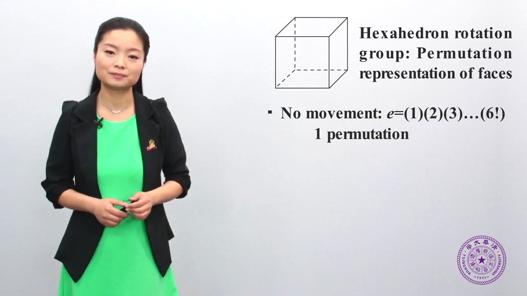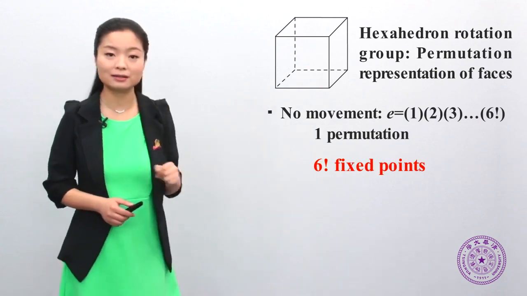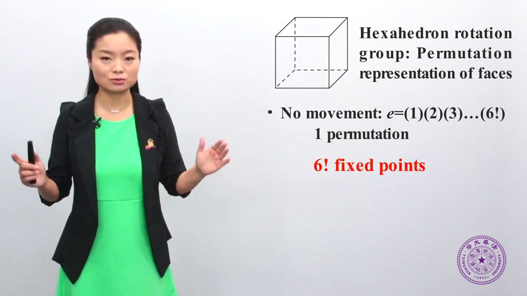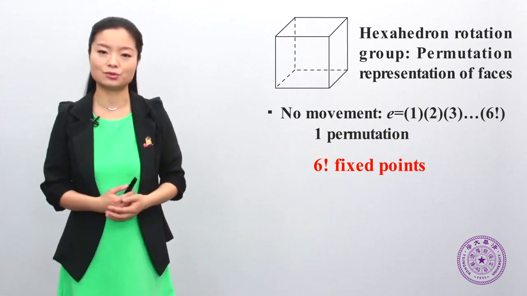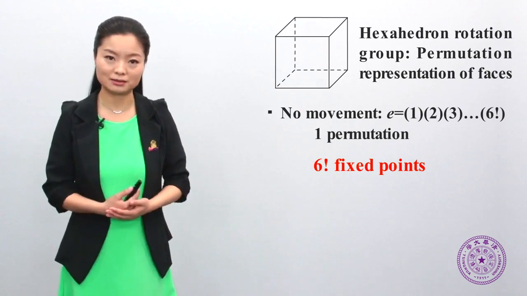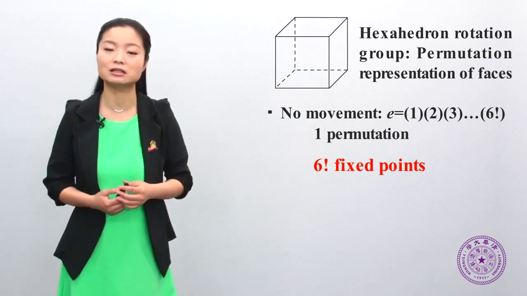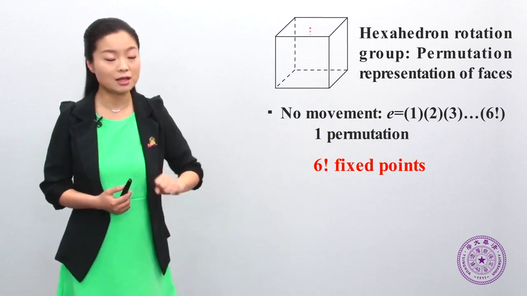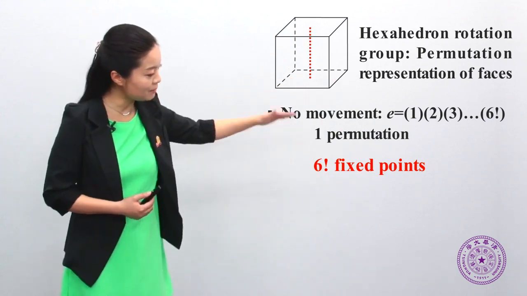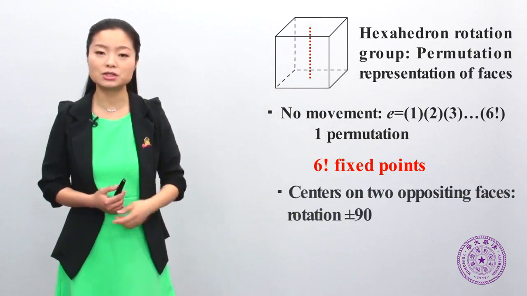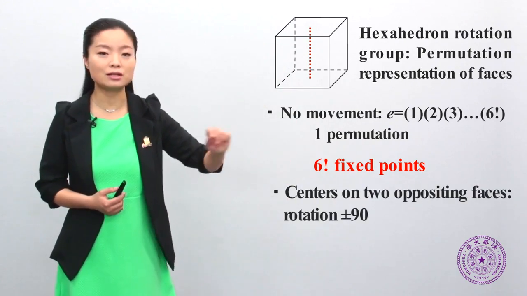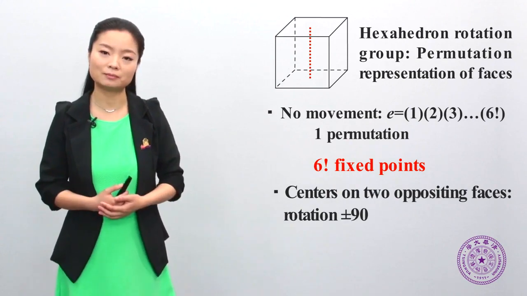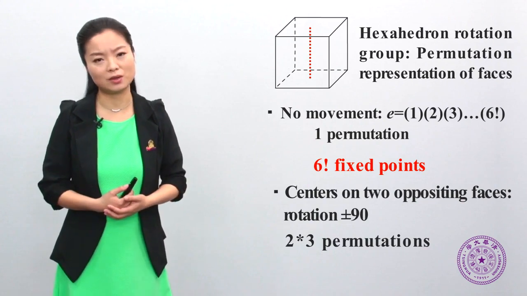Then, the fixed point for us: the identity element corresponds to all 6 factorial, and these are all 1-order cycles. Then how many fixed images does it contain? Naturally, it is 6 factorial fixed images. On the other side, we can perform rotation. For example, the center of the top face and the center of the bottom face could be connected to form an axis, and this time we allow a rotation of positive or negative 90 degrees. Naturally, it will produce different permutations.